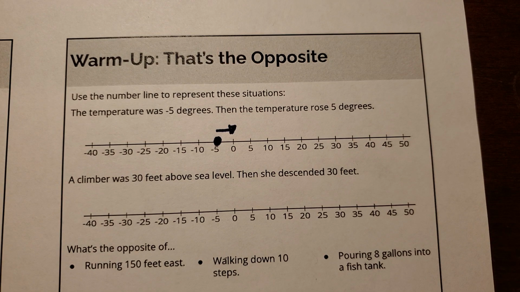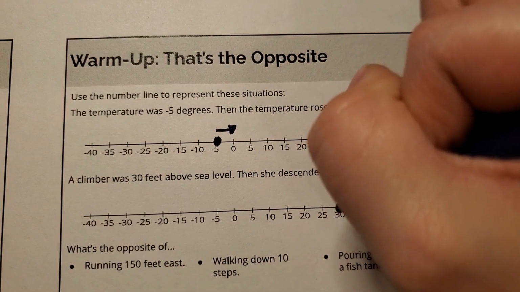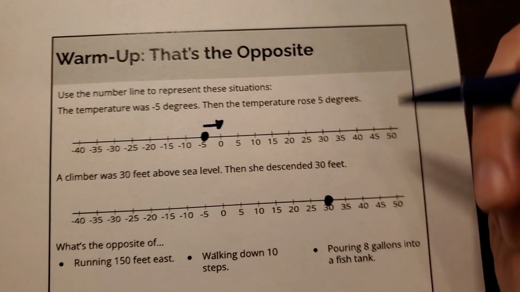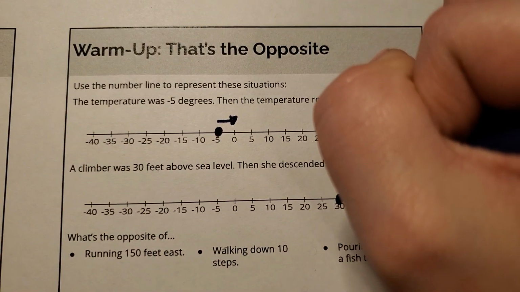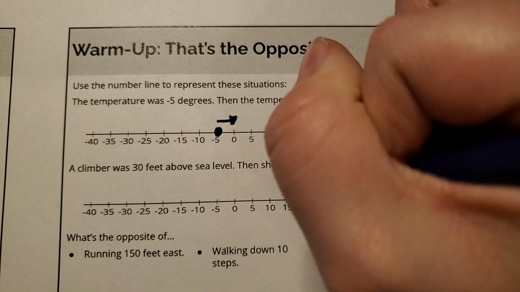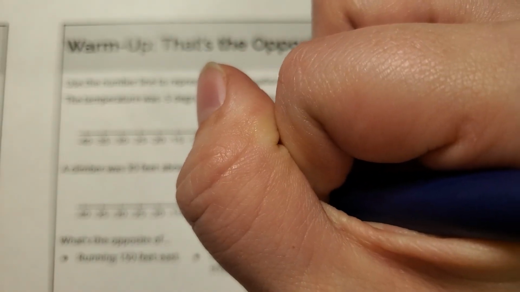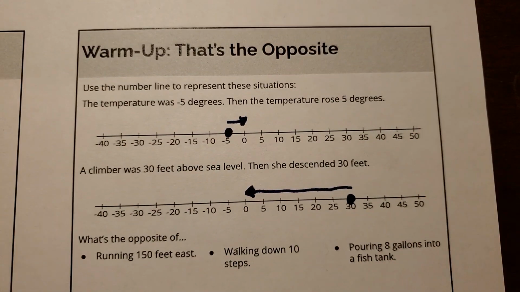Now next, a climber was 30 feet above sea level, so that means they are at a positive 30. And then she descended 30 feet. Descending means to go down. We're decreasing, going towards numbers that are smaller. Our arrow is going to point towards the left. So again, I'm going to start at 30, and I'm just going to count 5, 10, 15, 20, 25, and 30. So when I stop, I'm at 0 again.